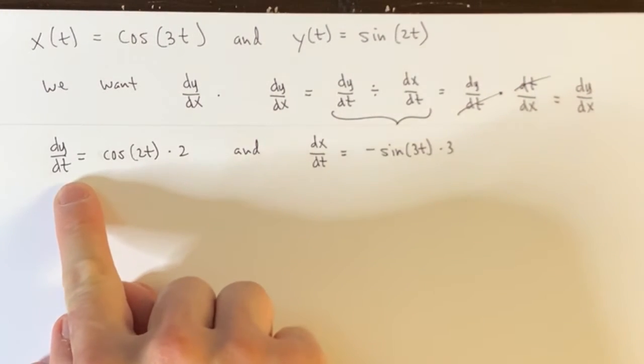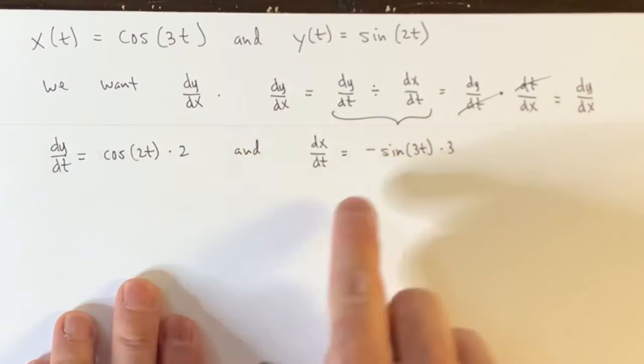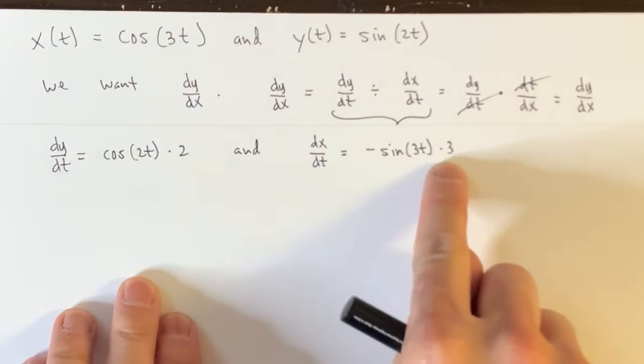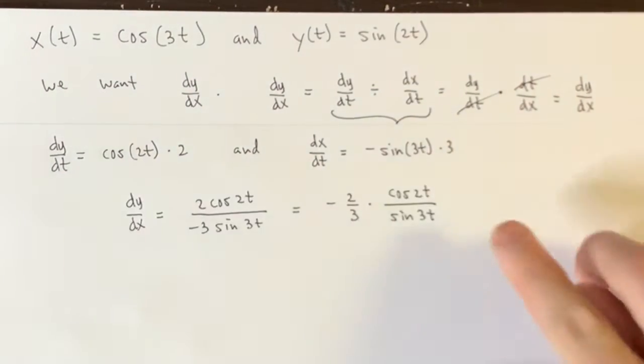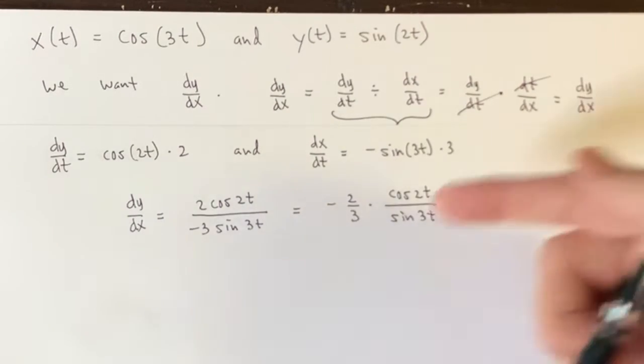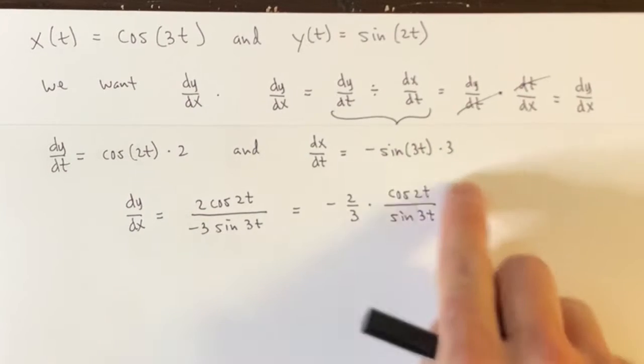So dy/dt is the derivative of this with respect to t, so that's what you get with the chain rule. The derivative of x would be this here, and now we want to go dy/dt divided by dx/dt. And so here is our derivative. Fully cleaned up, this here is dy/dx. We have negative 2/3 times this fraction.